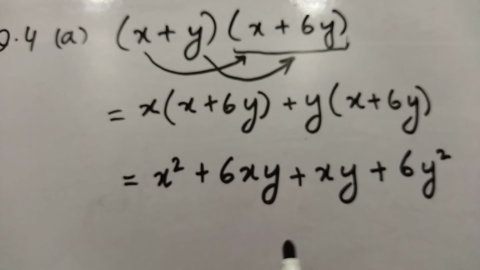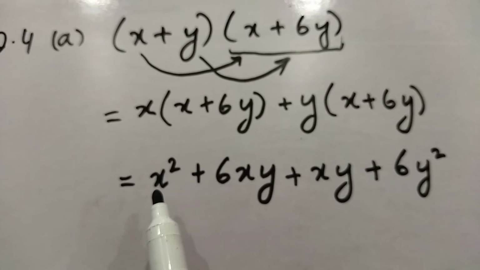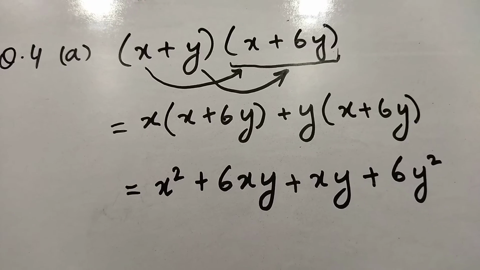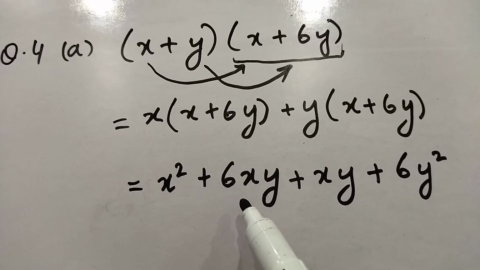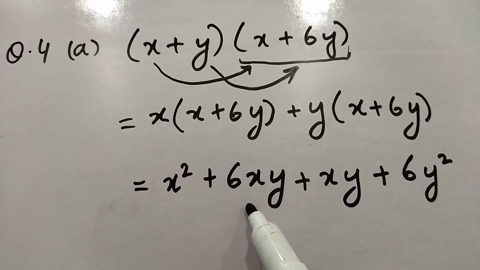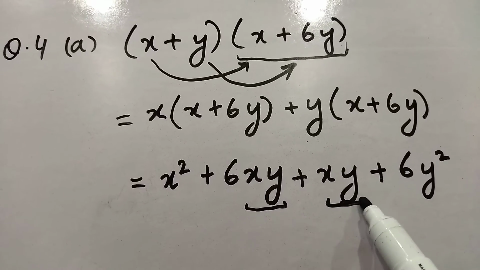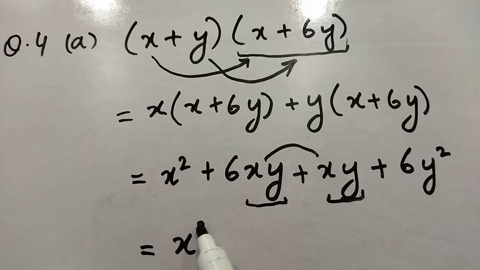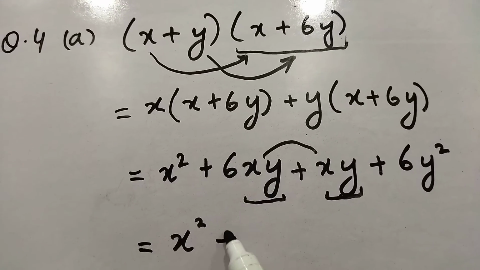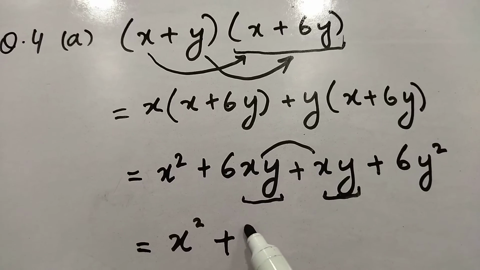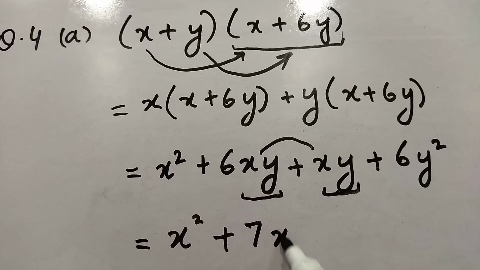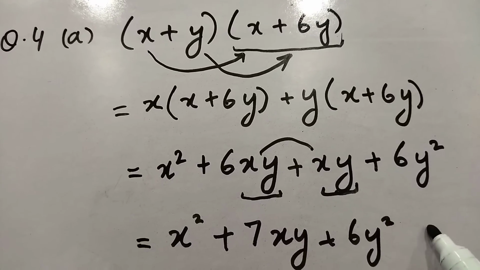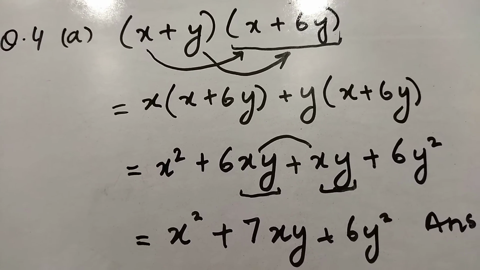And now if you see, we have terms x square and y square which are not having any other like terms. But if you see, we have 6xy and xy having the same variables. These are the like terms, so we are going to add them up. So the answer would be x square plus 6 plus 1, 7xy, then plus 6y square. This is the expanded form, right? This is the answer.